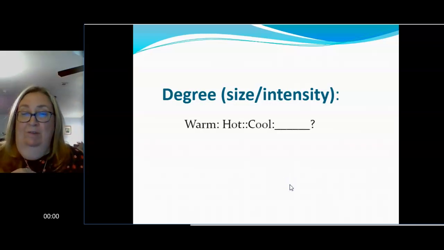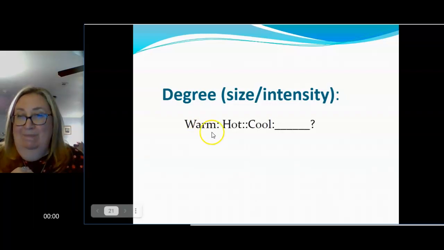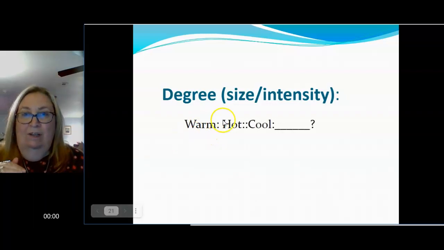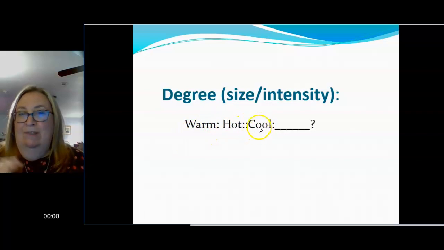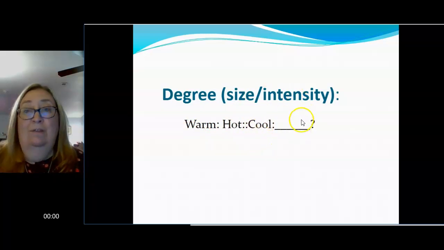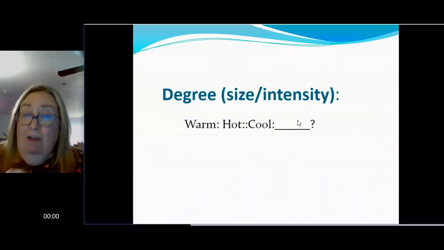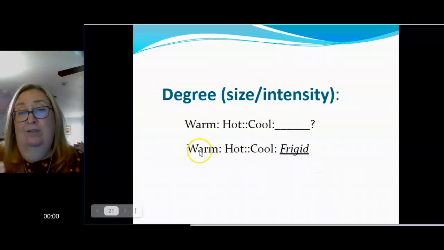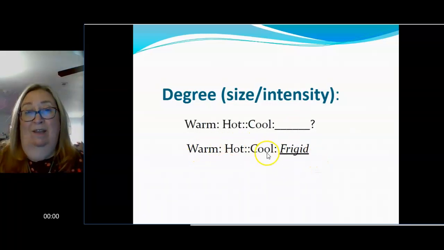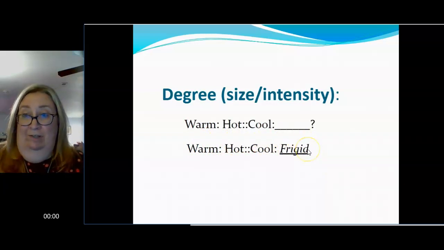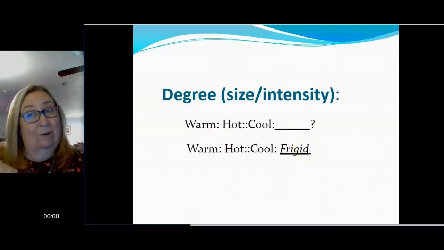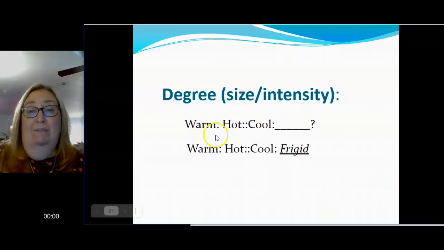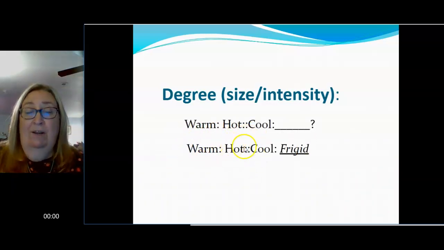And I'm going to use that example I just used. Warm is a slightly lower degree of hot, just like cool is a slightly lower degree of, and this could be a couple things. It could be cold, it could be frozen, it could be frigid, and all of those answers would be right. In this case, I chose to use the word frigid. So warm is a lesser version of hot, like cool is a lesser version of frigid. Makes sense? And it's not always less, sometimes it's more. You just have to find the relationship between the first pair so that you know what to do with the relationship in the second pair.